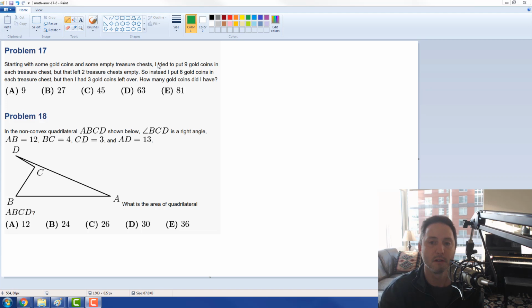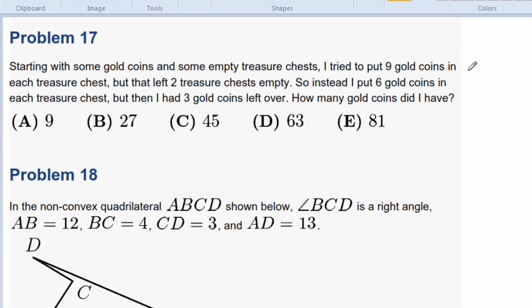Okay, problem 17. Starting with some gold coins and some empty treasure chests. So gold coins and treasure chests. I tried to put 9 gold coins in each treasure chest, but that left 2 treasure chests empty. So instead I put 6 gold coins in each treasure chest, and then I had 3 gold coins left over. So how many gold coins did I have?